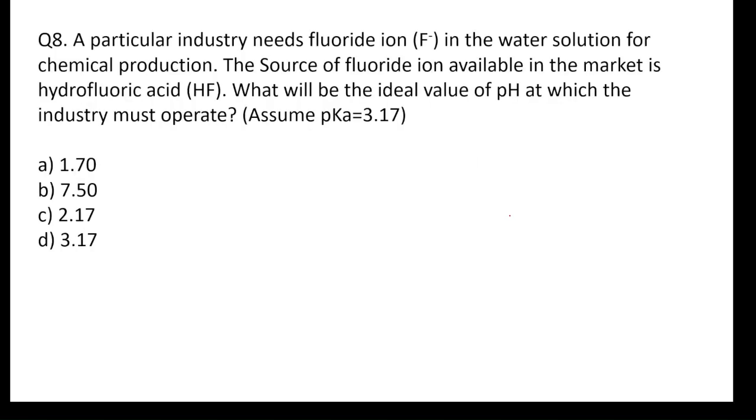So this is question number 8. A particular industry needs fluoride ion in the solution for chemical production. The source of fluoride ion available in the market is hydrofluoric acid, HF. What is the ideal value of pH at which this industry must operate?